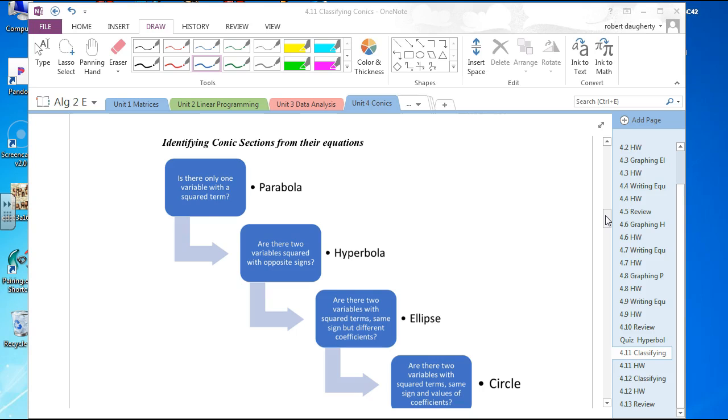The next thing you want to ask is, are there two variables squared, but they have opposite signs? That tells me it's a what?